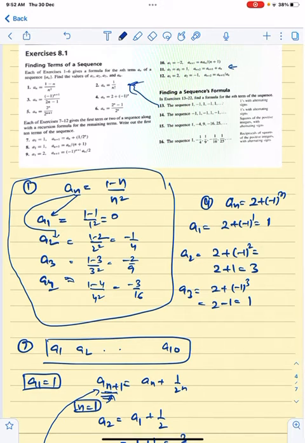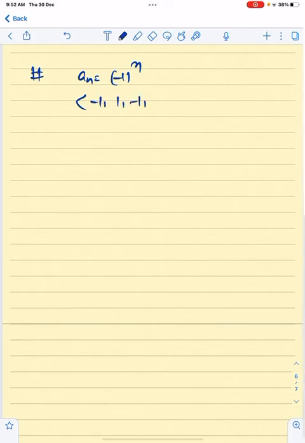So first, they have given the sequence 1, minus 1, 1, minus 1. That means we have alternation in sign. So whenever you have alternation, you must multiply by this factor, minus 1 raised to power n. See, if I put n equal to 1, I'll get minus 1. If I put n equal to 2, then I get 1, then again minus 1 for n equal to 3. At even places I'll get plus 1, and at odd places I'll get minus 1, right? So this is how we will proceed.